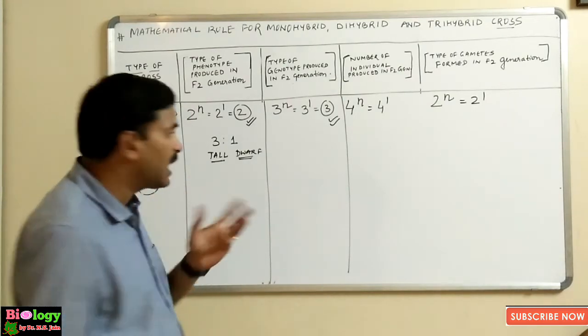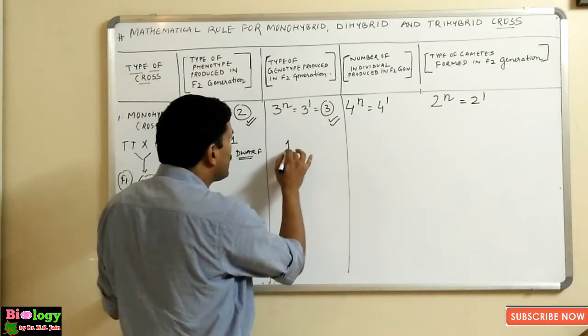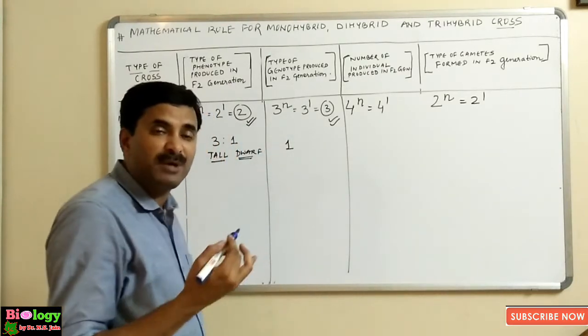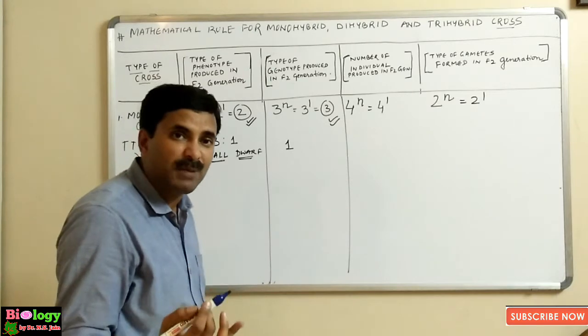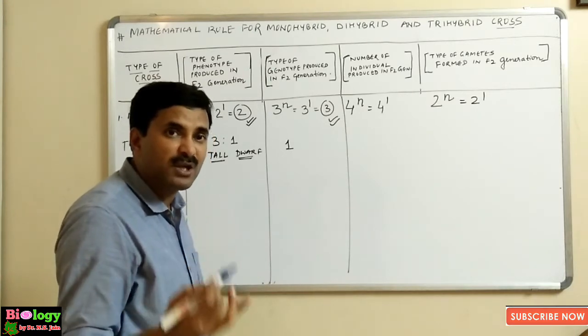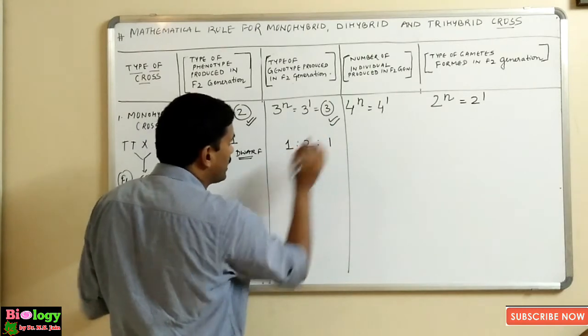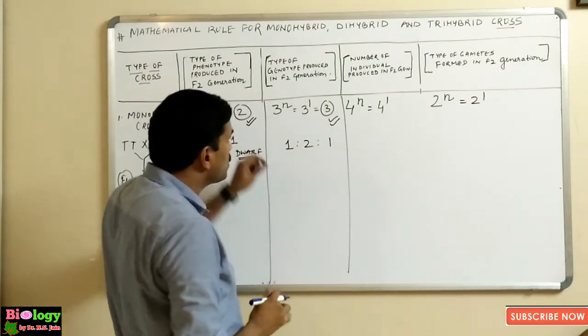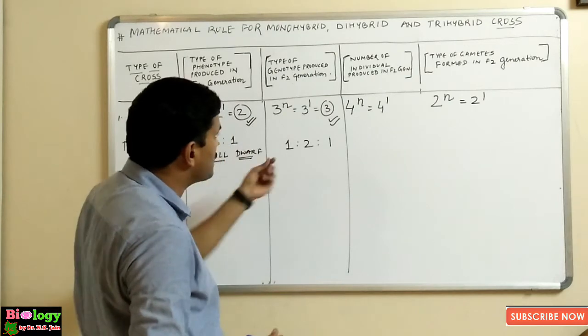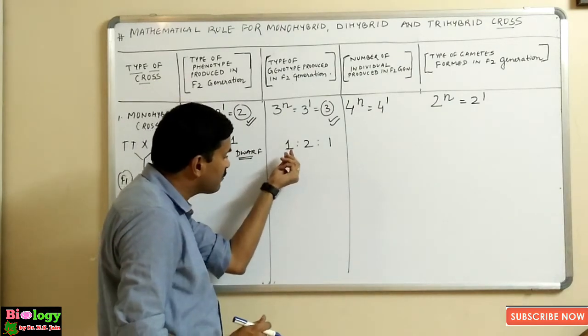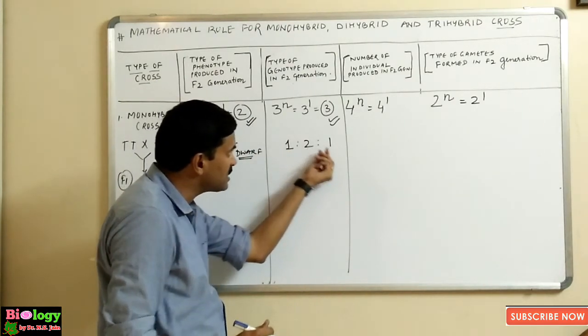3 types of genotypes. How do we know? When we were discussing the monohybrid cross, we calculated the genotypic ratio in the F2 generation of a monohybrid cross. What we calculated was 1:2:1. This was the genotypic ratio. So how many types of genotypes are produced? Here 3 types of genotypes are produced. This is one genotype, this is another genotype, this is another genotype.